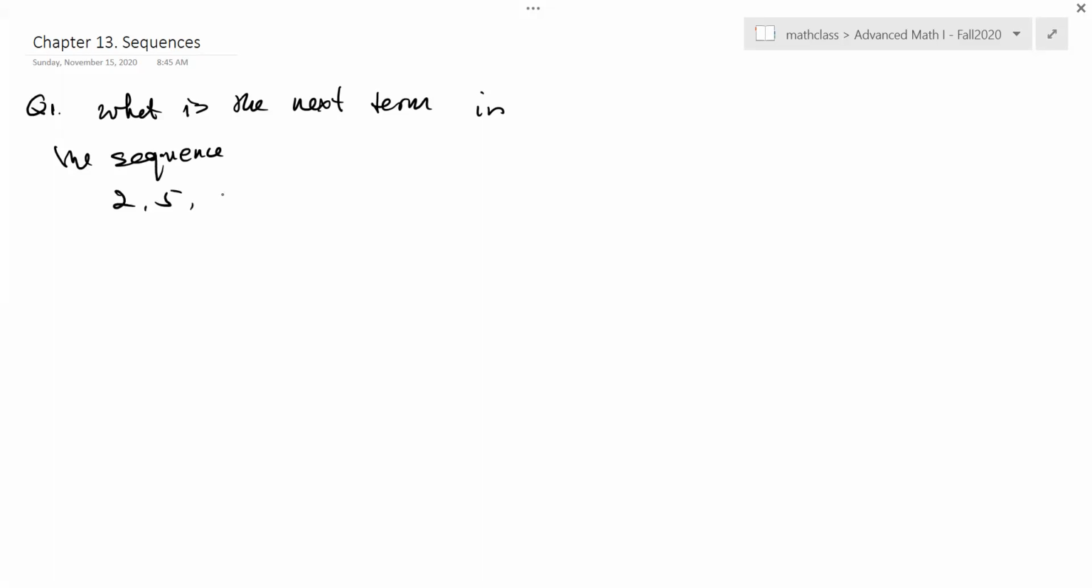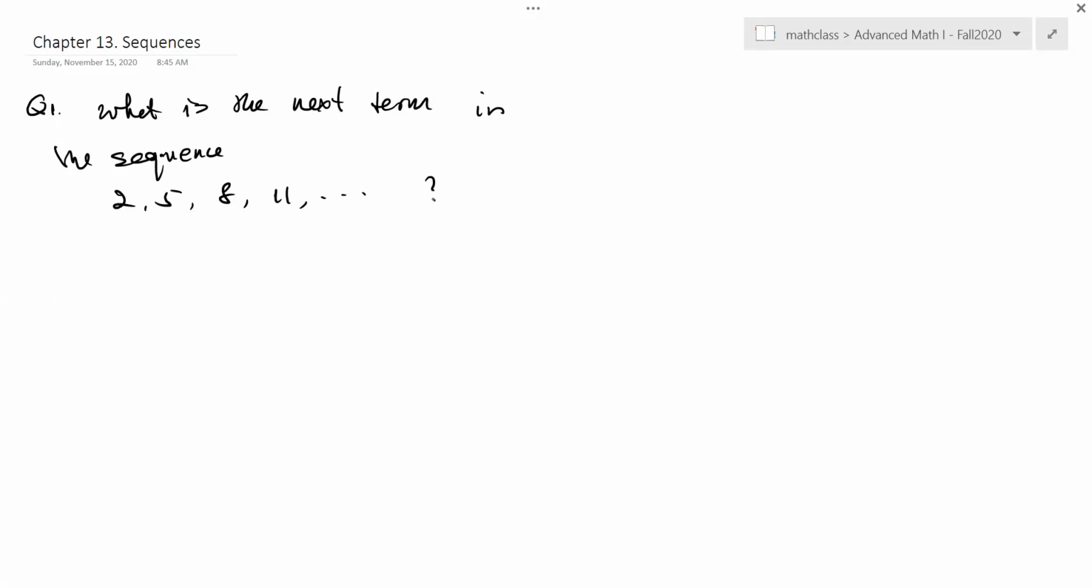Sometimes you will be given the following problem: what is the next term in the sequence? The sequence has a few terms given: 2, 5, 8, 11. So this is a typical problem.